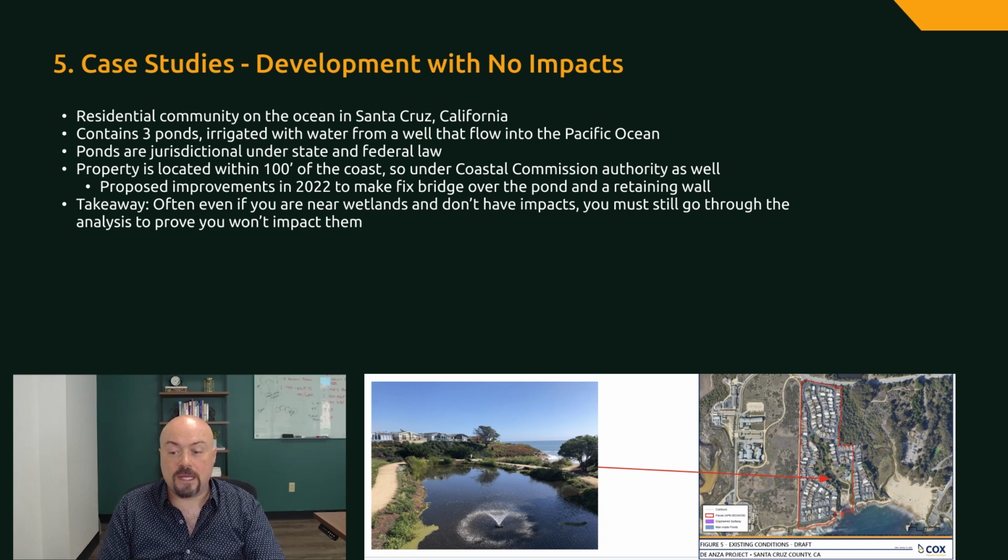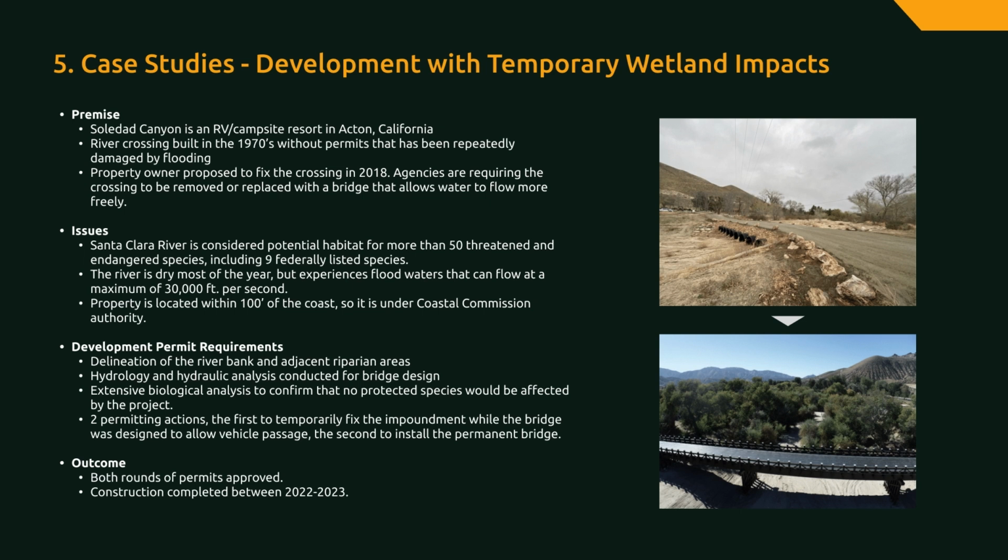We then prepared mitigation measures or best practices for avoiding any special status species when the work was performed. Most significantly, our client had to wait until after April 15th to start work to avoid monarch butterflies and the giant garter snake. Our next example is an RV campsite and resort in Acton, California.